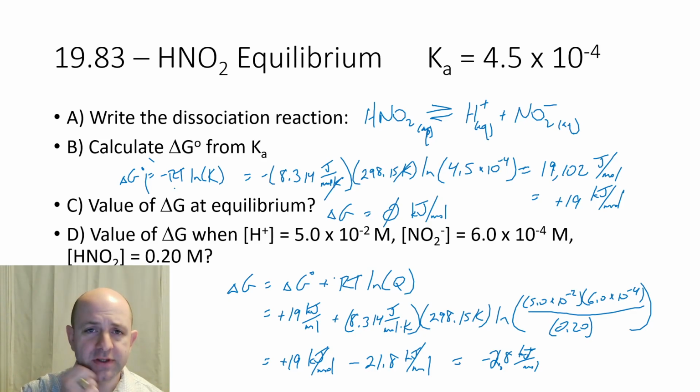All right, so I hope this was helpful for chapter 19. We're almost done. We're in the home stretch. So use this. Make sure you're keeping track of delta G's, what they mean when it's positive versus negative, and you'll be fine.